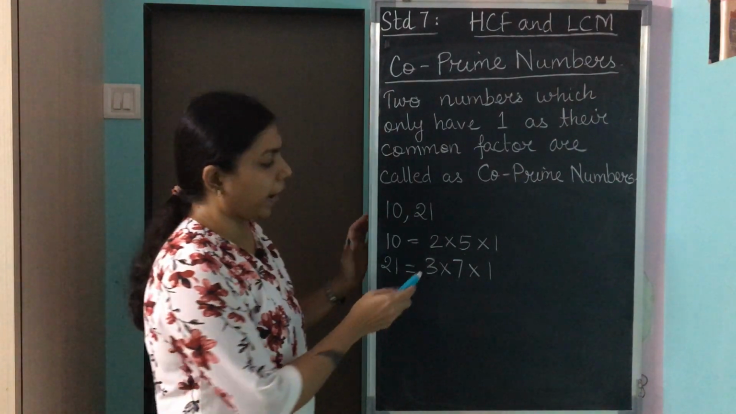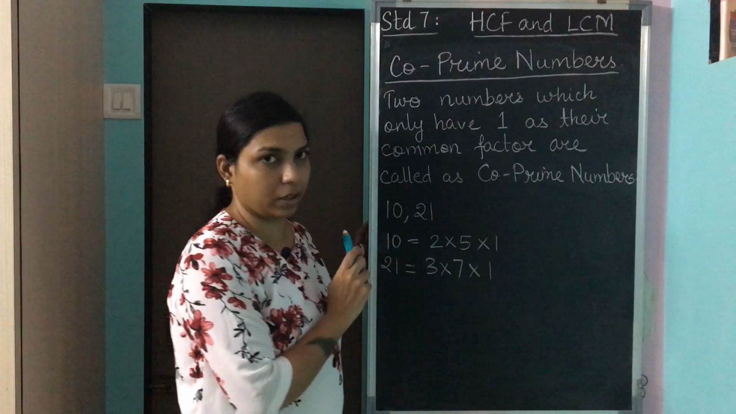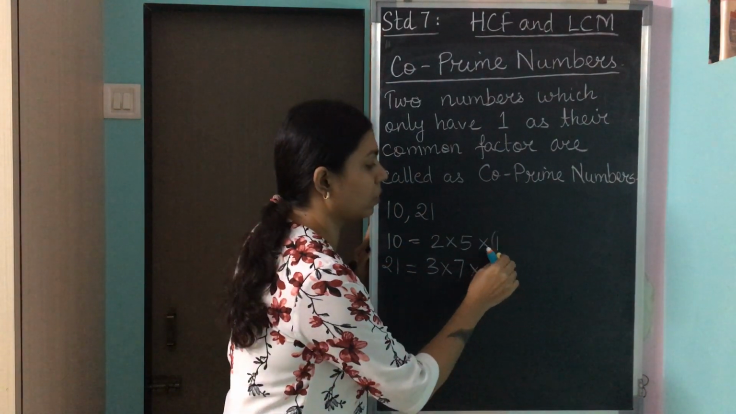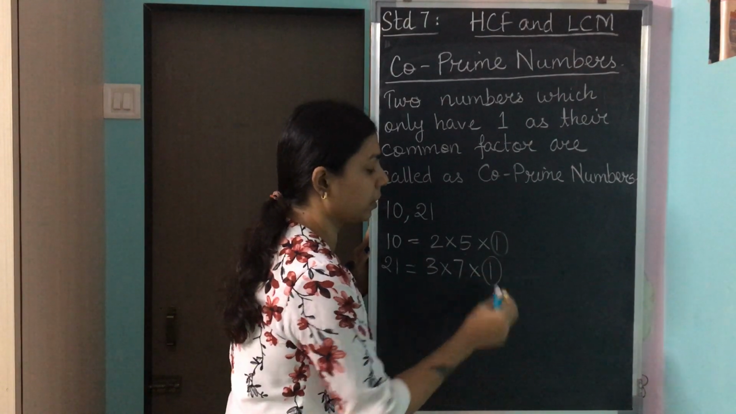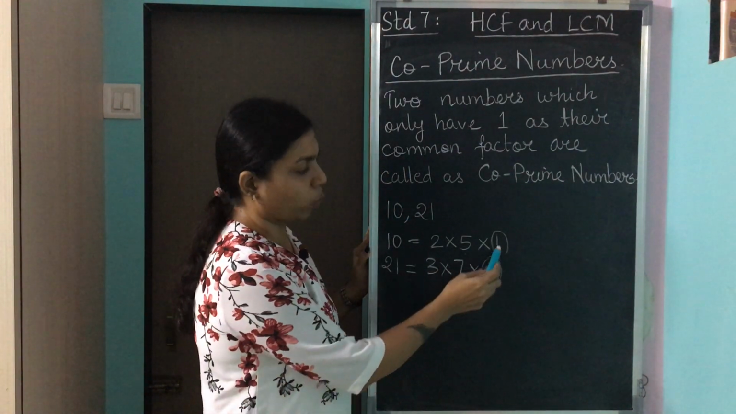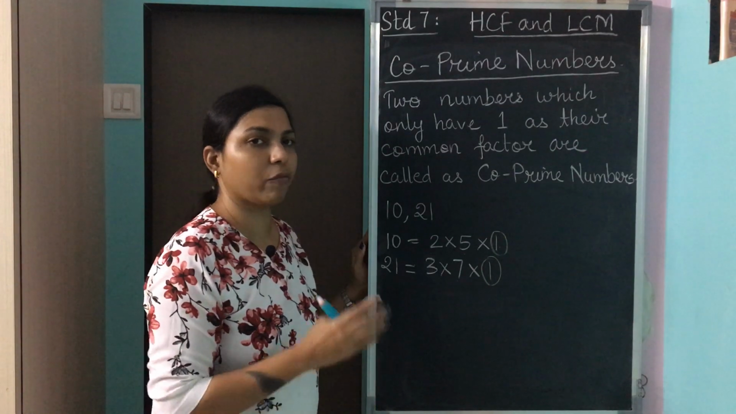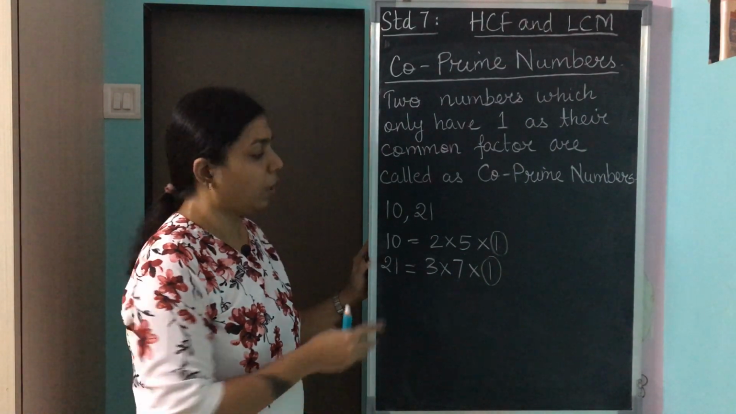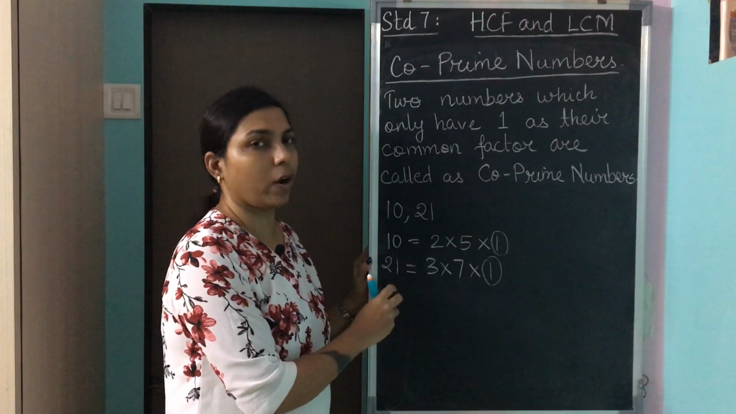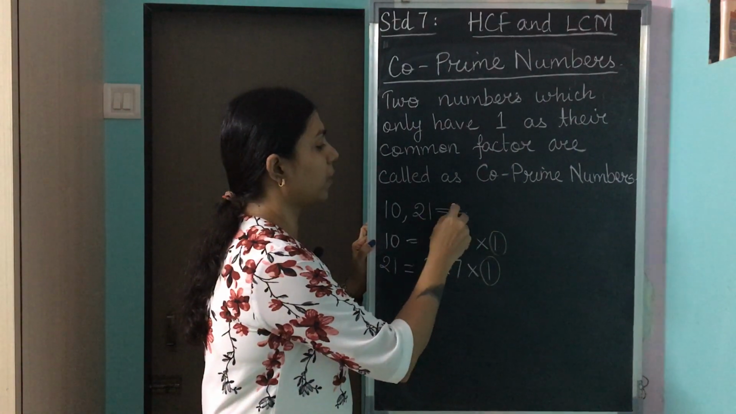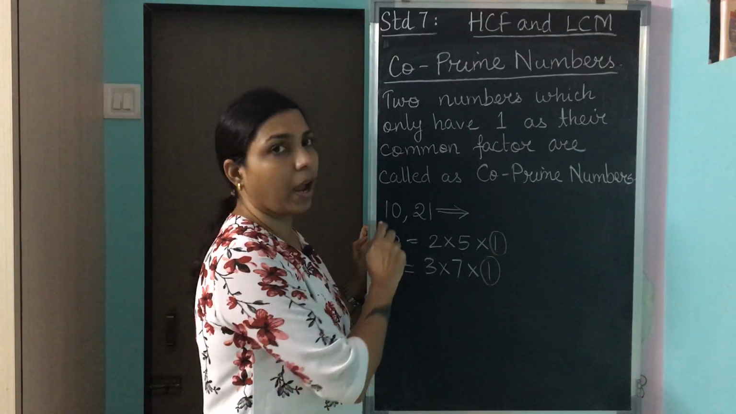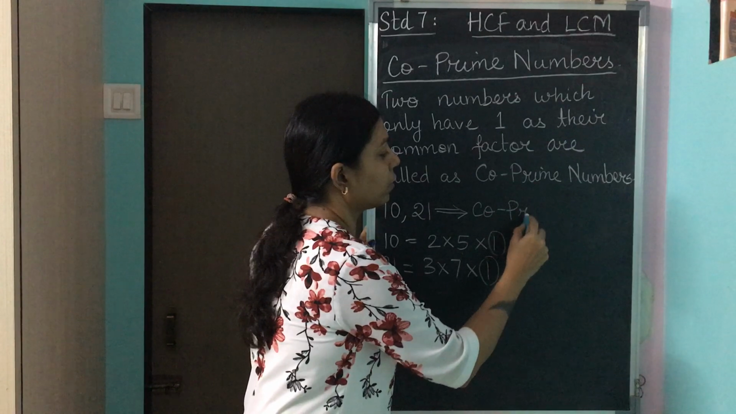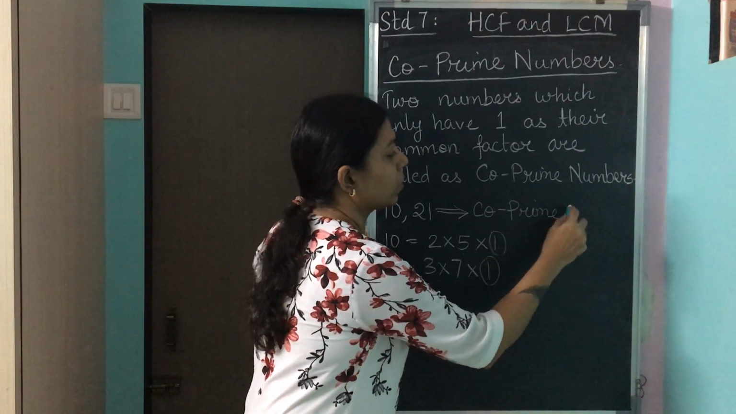Is there anything which is common over here? Only the number 1, here and here. You have only the number 1 common when we break down the numbers into its smaller parts. So such numbers are called co-prime numbers. So we can say that 10 and 21 are co-prime numbers.